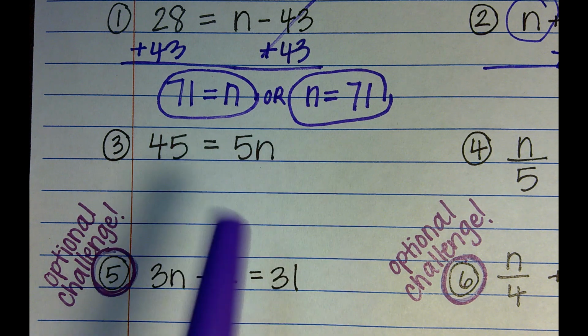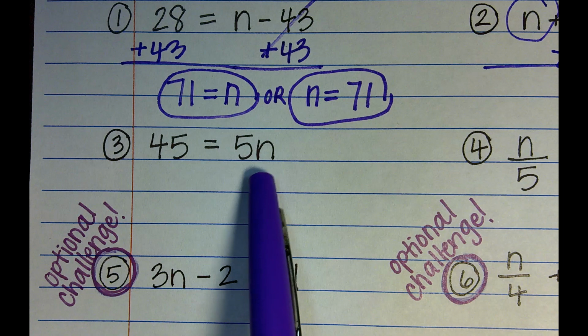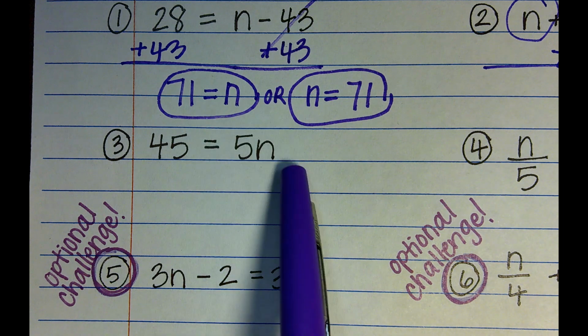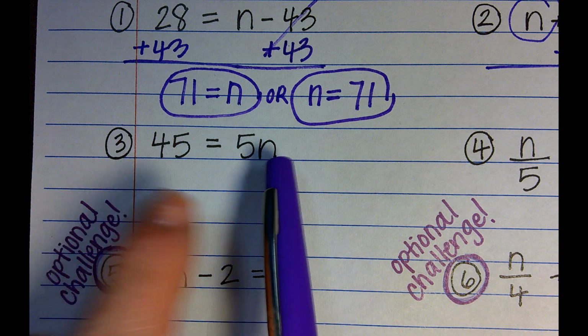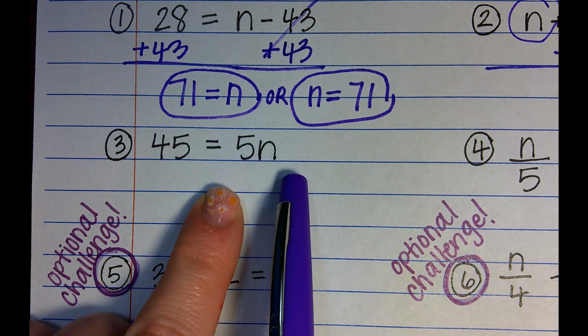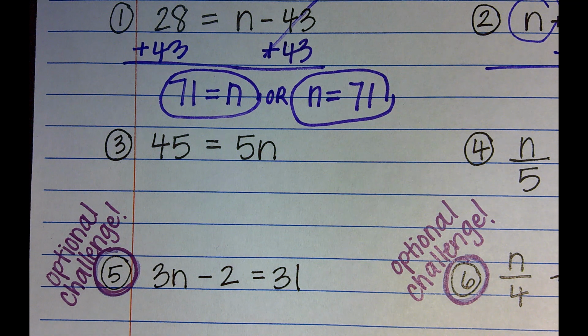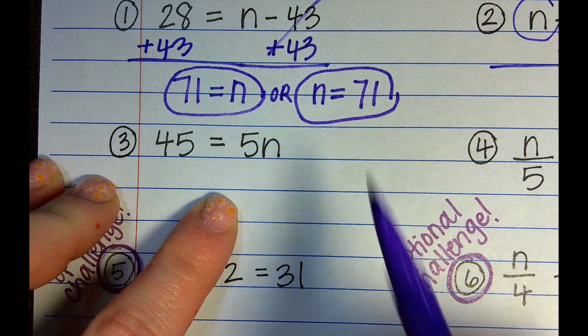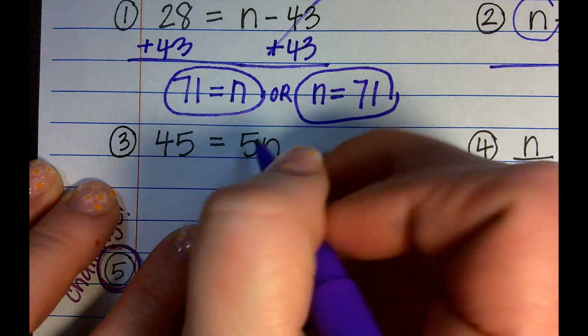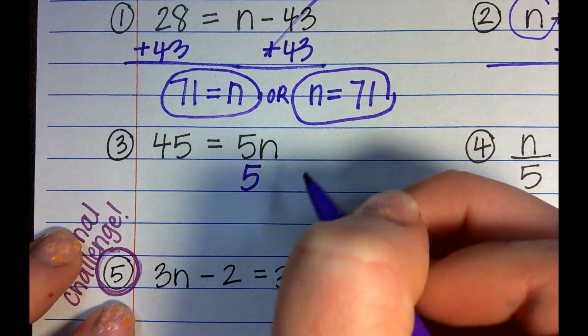Now before we solve this, can someone tell me what does it mean when I have a number next to a variable? What operation is happening? This is actually multiplication. This means 5 times n. Now we take the 5 and put it under the 45. We're trying to get anything that's attached to n away from n. So, we're going to get rid of 5.